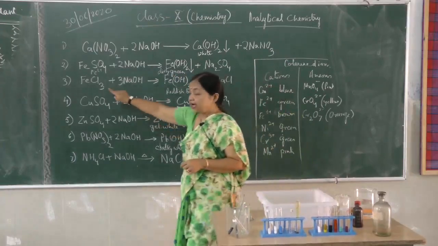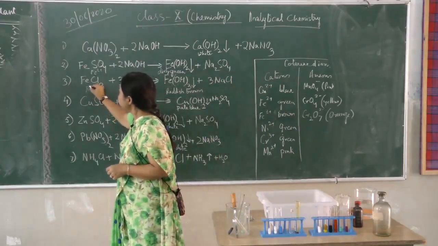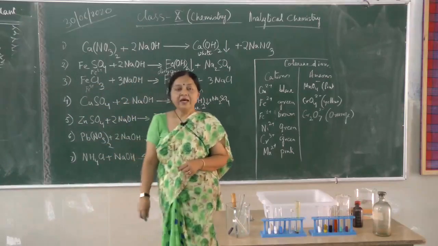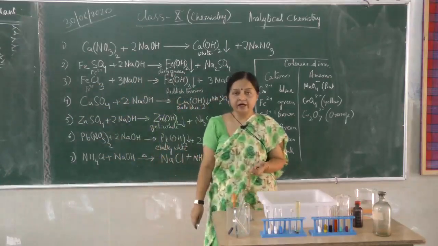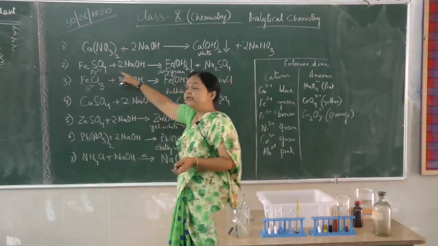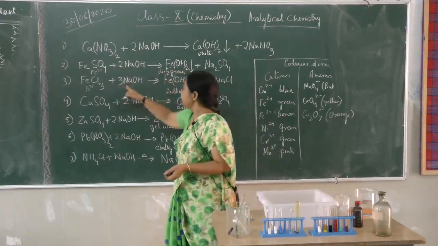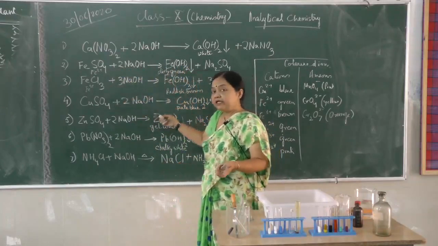Next is ferric iron, but it is in the +3 state. So it is Fe3+. You may be asked to distinguish between ferrous and ferric ion. How do you distinguish between ferrous and ferric ion? If the salt is giving a dirty green color precipitate, then it is a ferrous salt, and if it is giving a reddish brown precipitate, then it is a ferric salt.